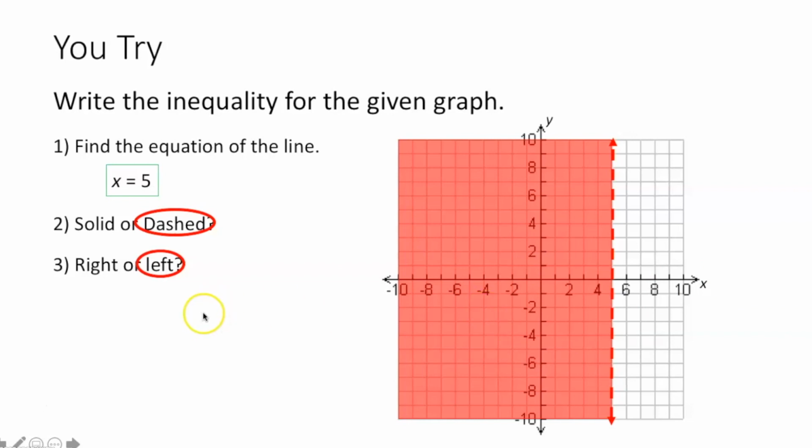So, since we shaded left, that means our inequality symbol is going to be less than. It's going to be facing away from our x. And since it's a dashed line, there's going to be no equal sign. So, it's just x is less than 5. And again, every point over here makes this inequality true if you were to plug it in.